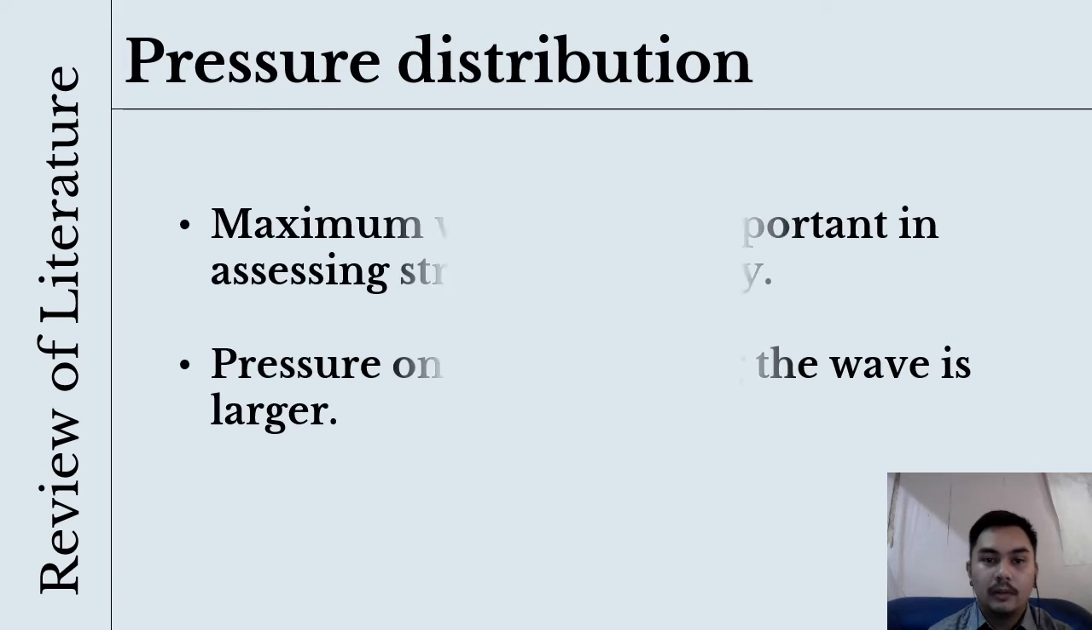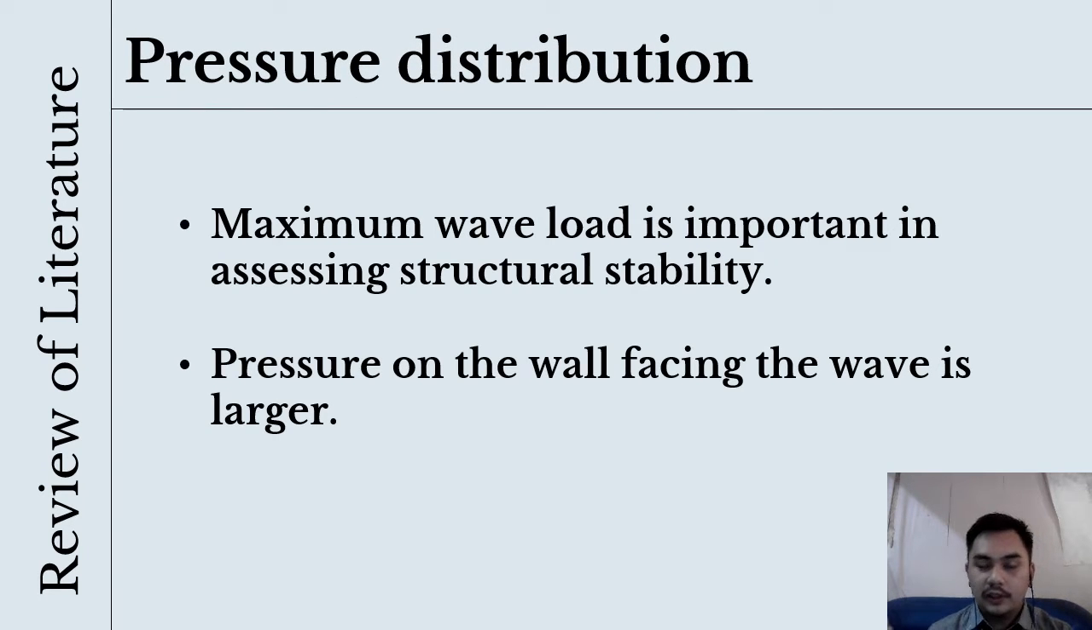Now we're going to talk about pressure distribution. Pressure distribution is an integral part of designing a coastal seawall because we need to determine the structural stability. Usually the pressure on the wall facing the wave is higher compared to the rest of the wall. That's why it's very important to study the wave impact, because if we know how the pressure is distributed by the wave, we can design a wall that can withstand it without fail.